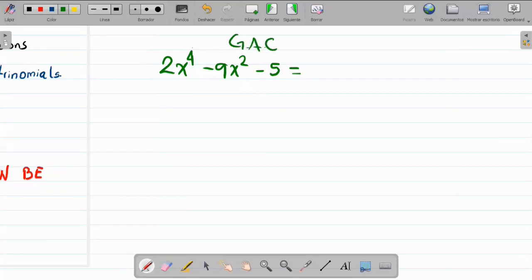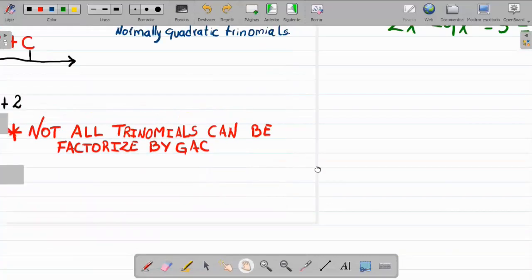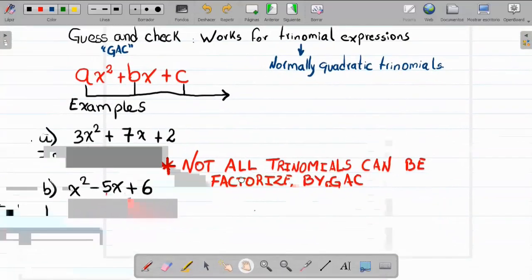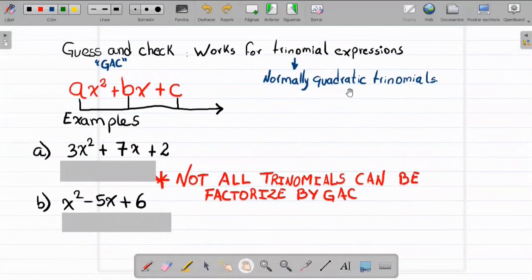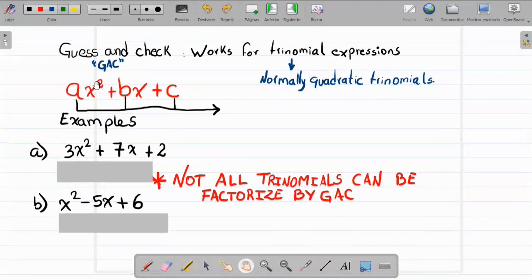But normally, the exercises we will work with just have x to the second power, a degree of 2. That's why we will concentrate more on quadratic trinomials. What are quadratic trinomials? They are the ones that have 3 terms and the greatest exponent, or the degree of the expression, is a second power. Or the degree of this expression is 2, like we studied.